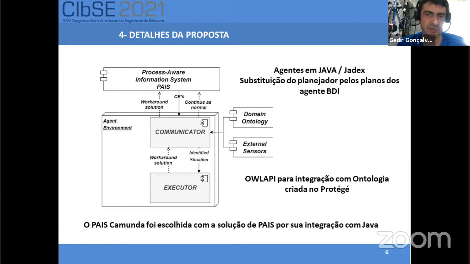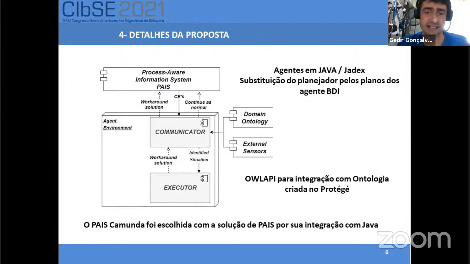E nós também temos os sensores externos que trabalham junto com os agentes, para pegar informações do momento da execução. Nesse processo que nós estamos demonstrando, de atracação de uma embarcação, a gente está usando dois sensores externos, um da velocidade do vento e o outro para tratar a velocidade da corrente marítima.